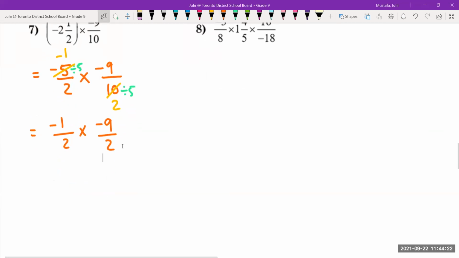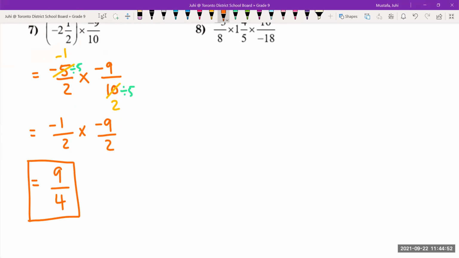Good, and then can you find a matching pair of numbers to multiply by or divide by? No, there's nothing in this question that you can actually cross reduce. So we're just going to multiply out what's -1 times -9. Nicole? -1 times -9? +9. 2 times 2? 4. Can we reduce this anymore? Nope, that would be our final answer.